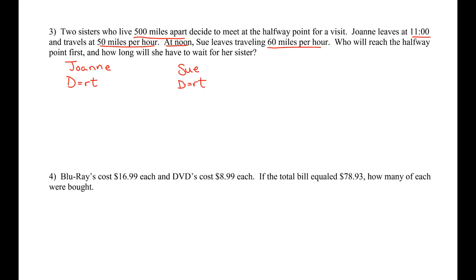For Joanne, we know that if they're meeting at the halfway point and they live 500 miles apart, they're traveling a total distance of 250 miles. Joanne also told us that she traveled at 50 miles per hour. We don't know the time it takes, so we're going to leave that as a variable t. If I divide both sides by 50, I can find that t is equal to 5 hours. Since she left at 11 o'clock, Joanne will arrive at 4.